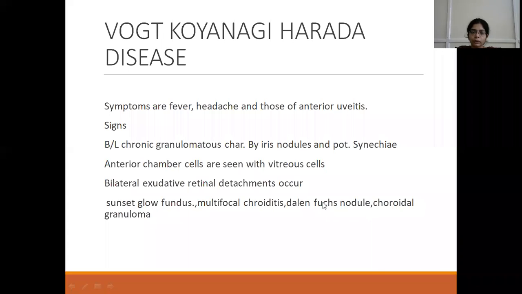Now, one more important point would be Dalen-Fuchs nodules and formation of a choroidal granuloma. Dalen-Fuchs nodules form between the retinal pigment epithelium and the Bruch's membrane. These are the Dalen-Fuchs nodules, and there is also formation of choroidal granulomas and multifocal choroiditis.